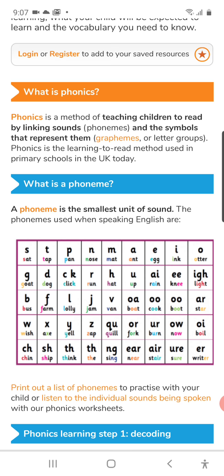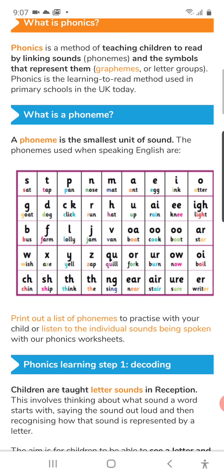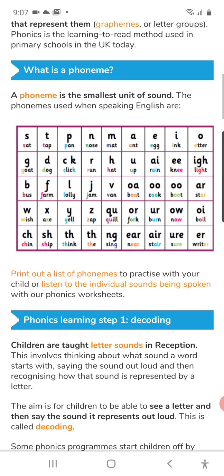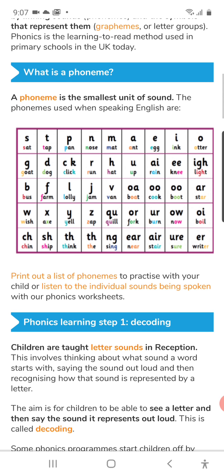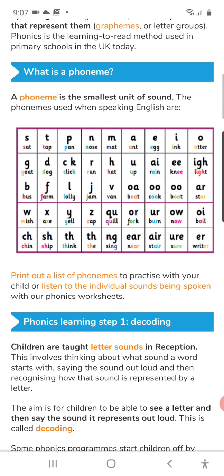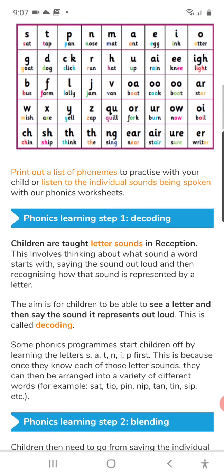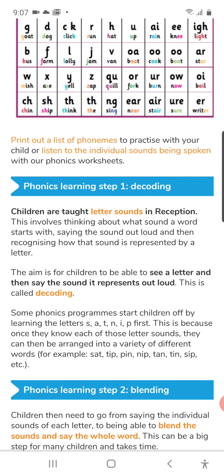So, what is a phoneme? When we say a phoneme, it is the smallest unit of sound. The phonemes used when speaking English are... Okay? So, we begin from A, sound as a. Like a, apple, a, ant. So, the first step is decoding.